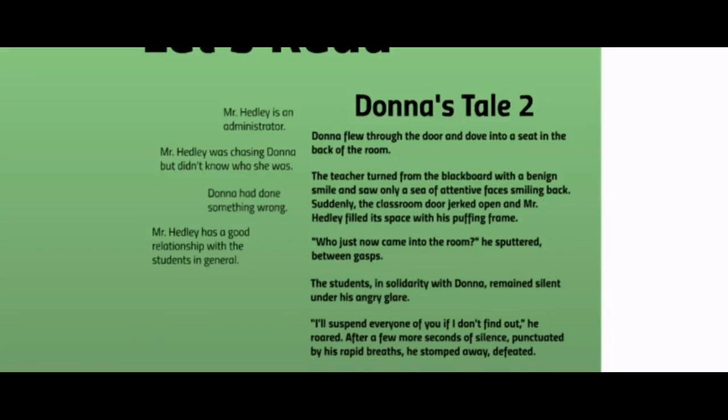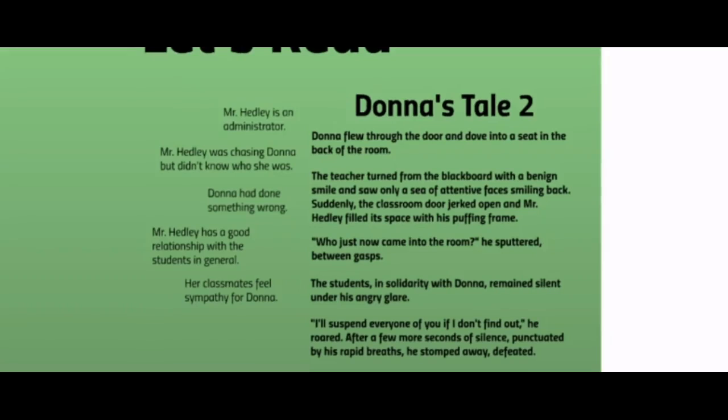Mr. Headley has a good relationship with the students in general. I'm not really sure that that's true. For one thing, he was going to suspend them for not talking. That seems kind of mean. He's angry at them, and they didn't talk. They didn't give her up. So I don't think that they really like him all that much.